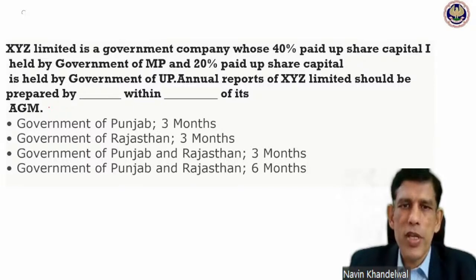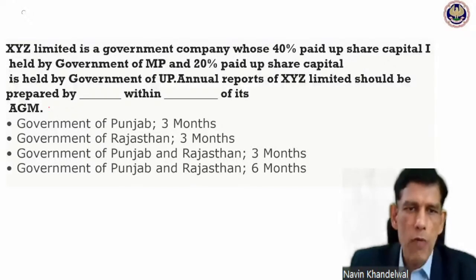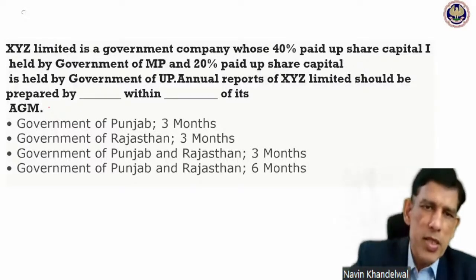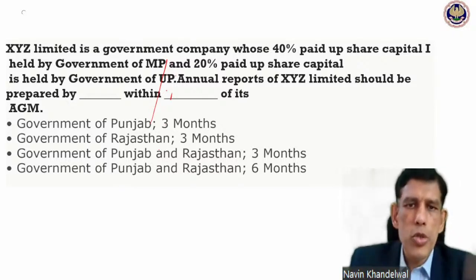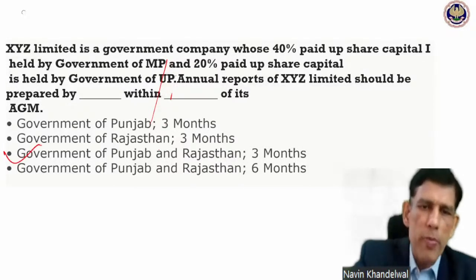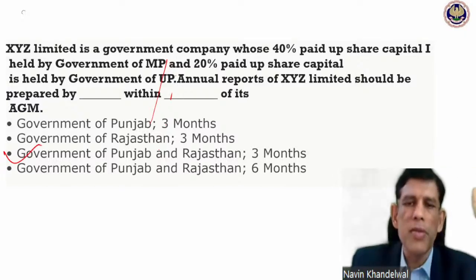So if there's a 40% paid up share capital held by the government of MP, and 20% by UP, then it should be prepared by the government of, okay, the mistake, there's no correlation. So it should be MP and Punjab and Rajasthan. So it should be prepared by the government of Punjab and Rajasthan in 3 months.